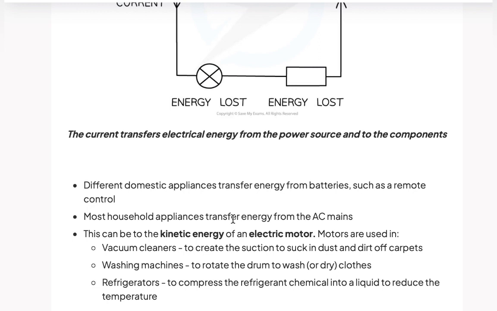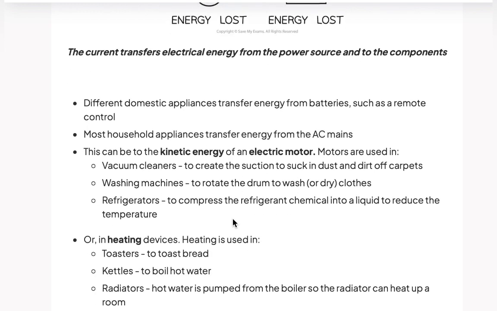For remote control, they use little energy, not as great as other appliances like heaters. Heaters use a great amount of energy. So different home appliances use different amounts of energy. Most household appliances transfer energy from the AC mains, the electricity mains that enter our house.